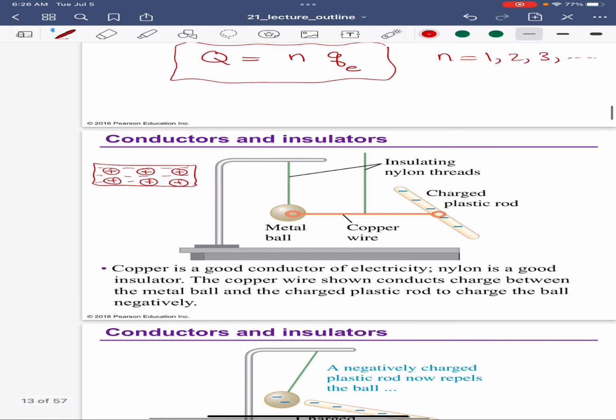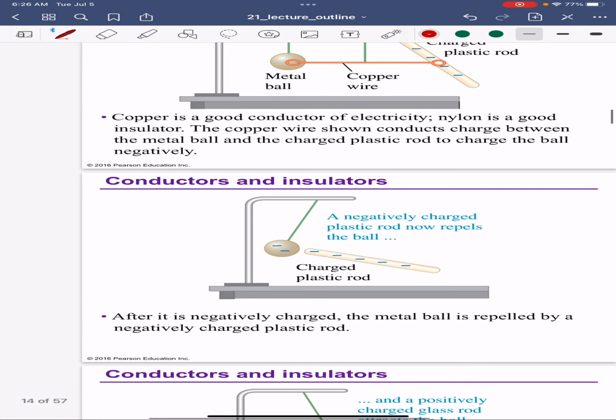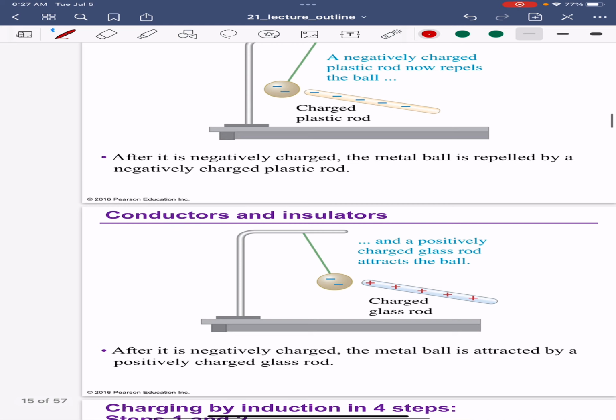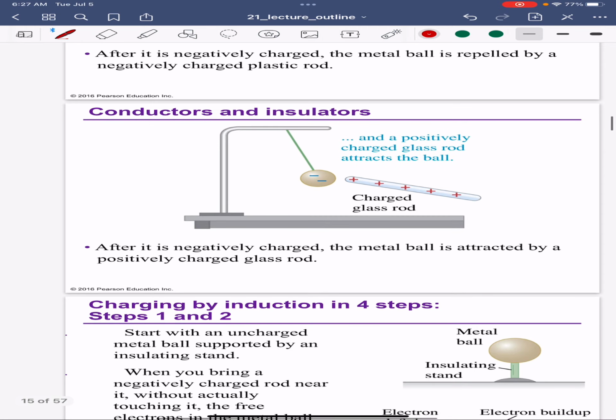In the figure here, I have a metal ball and a charged plastic rod. And if I have a copper wire, which is also a very good conducting material, then I can charge the metal ball negatively, and then I will have repulsion between the plastic rod and the negatively charged ball. But if I bring a charged glass rod, this is going to cause attraction.